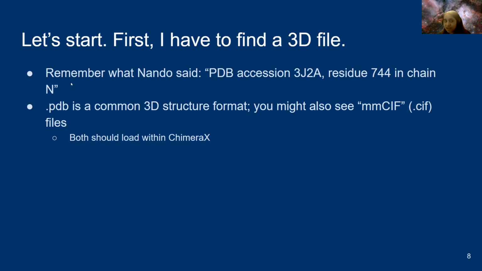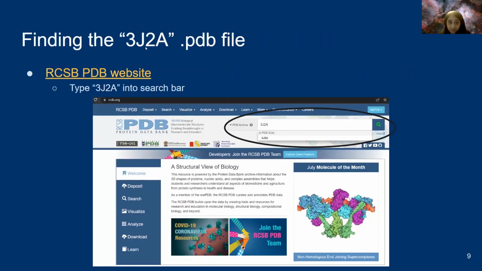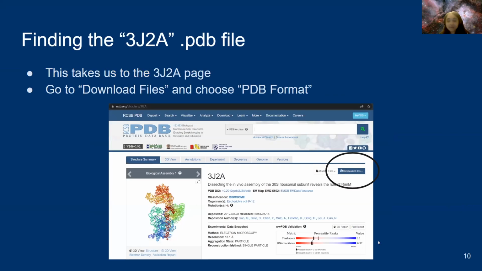Here, the chain bit turns out to not matter to us. Sometimes there is a structure file with a lot of different pieces to it. So in theory, there could be a very complicated structure file, but here it's actually relatively simple once we find it. So to find this PDB file, I found this on the website that hosts a lot of PDBs. I typed 3J2A into this search bar over here. And then that popped up the structure that Nando was originally looking at.